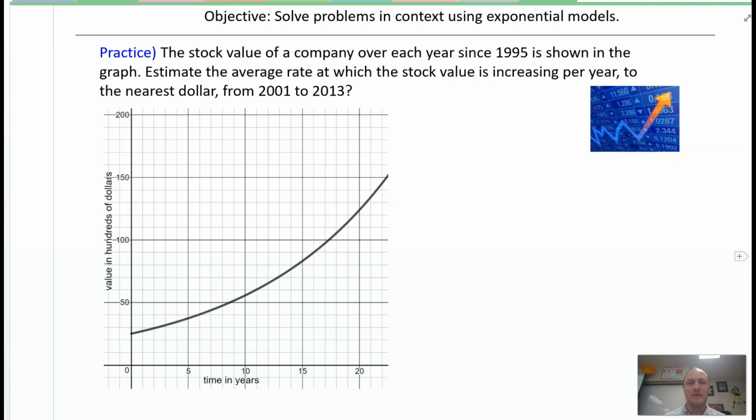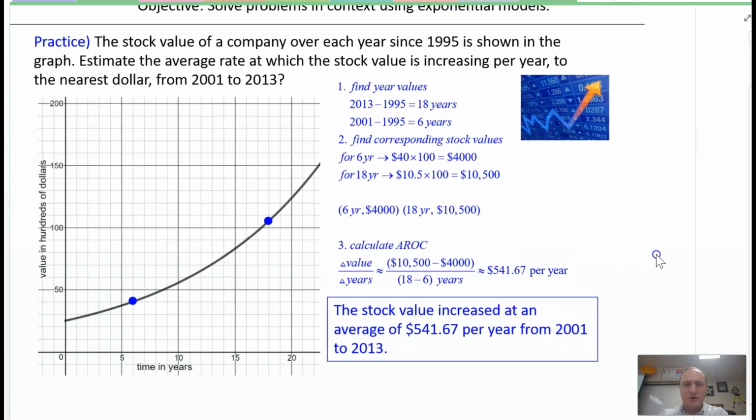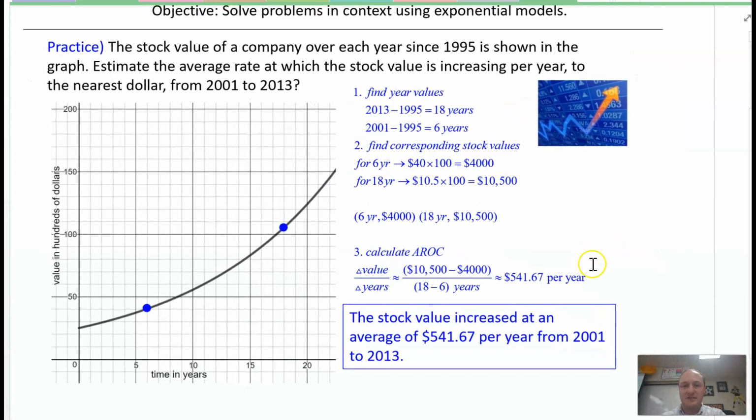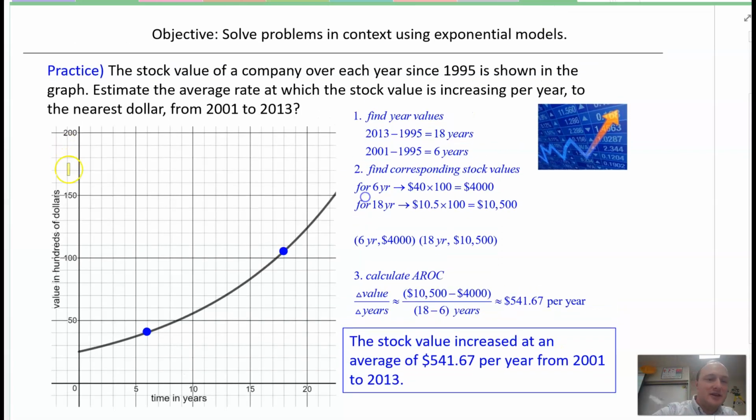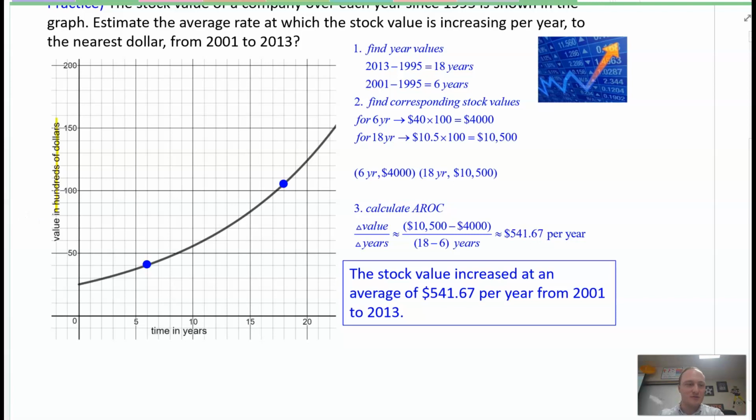All right, hopefully you have paused the video and tried this. I want you to note that the average rate of change is found by estimating the values here. So in 2001, that's 6 years after 1995, and then in 2013, that's 18 years after. So you'll get those 2 points, and there's how you find your values, okay? Also note that the axis tells you that this is in hundreds of dollars, so you have to multiply by 100, okay? Watch for those.